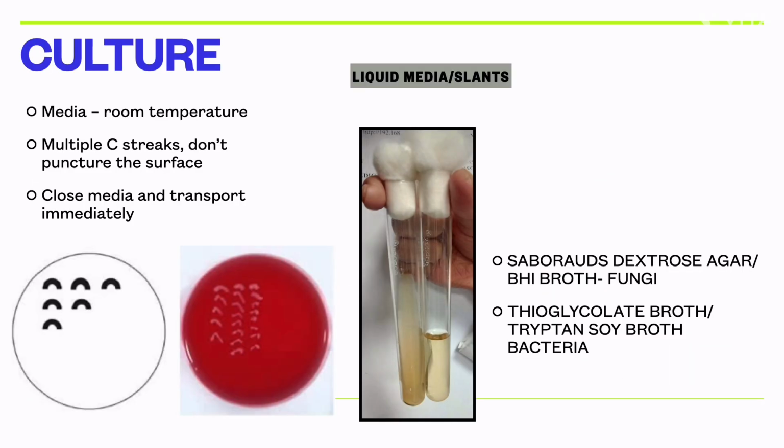Culture is performed by inoculating the corneal scraping directly onto appropriate media at room temperature. Blood agar supports routine aerobic bacteria, while chocolate agar is useful for more fastidious organisms such as Haemophilus or Neisseria. Sabouraud dextrose agar is used for fungi. Multiple gentle C-shaped streaks help localize the inoculum and avoid puncturing the agar. The media should be closed and transported to the lab immediately to reduce contamination and preserve the organism's viability.